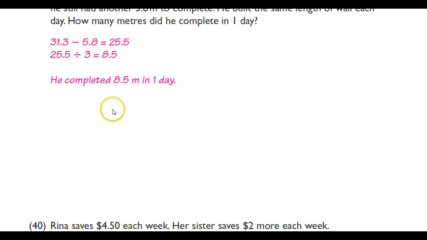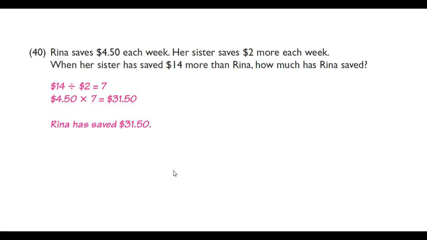Let's go to question 40. Rina saved $4.50 each week. Her sister saved $2 more each week. When her sister has saved $14 more than Rina, how much has Rina saved? Take a look. You don't really bother about how much they save each, but watch out for the keyword how much more. It is $2 more. So for $14 more, if you take 14 divided by 2, it's actually 7 days.